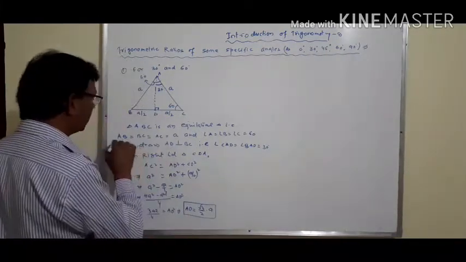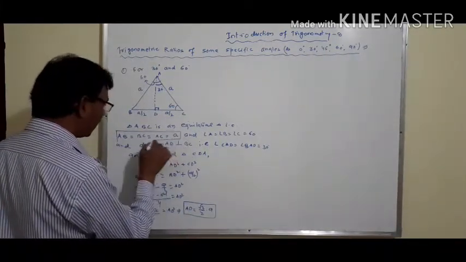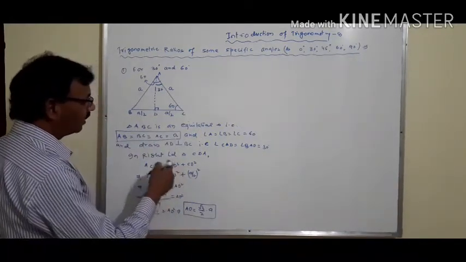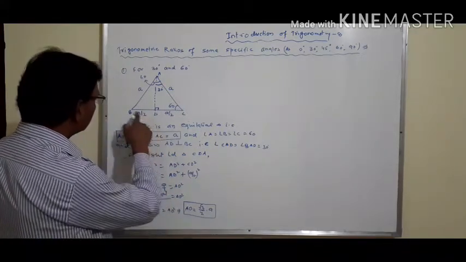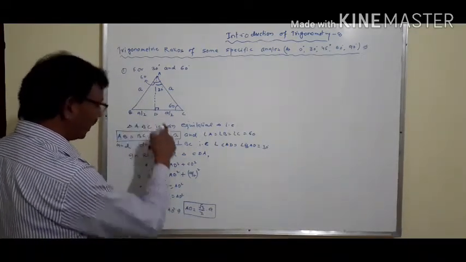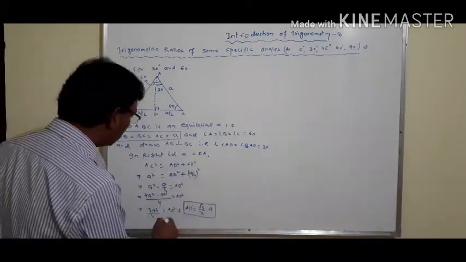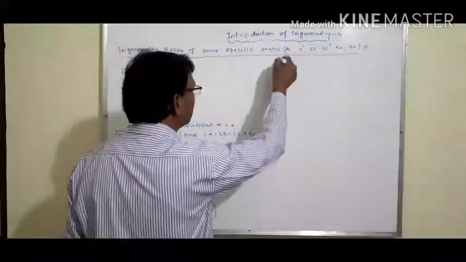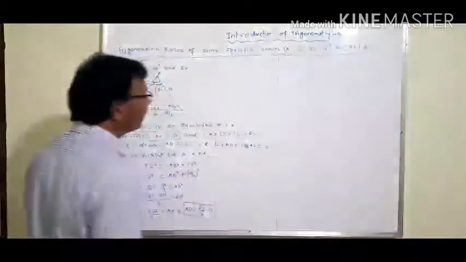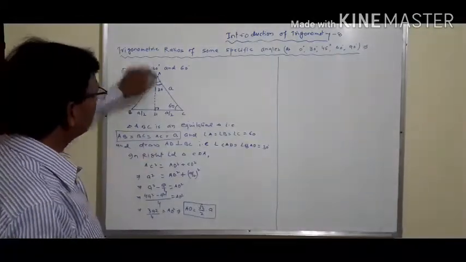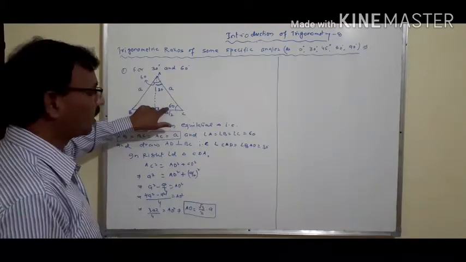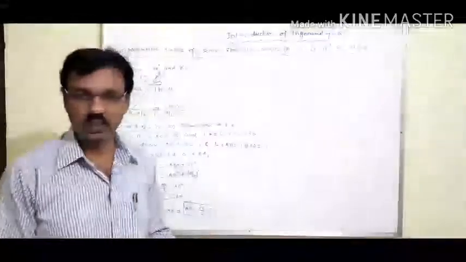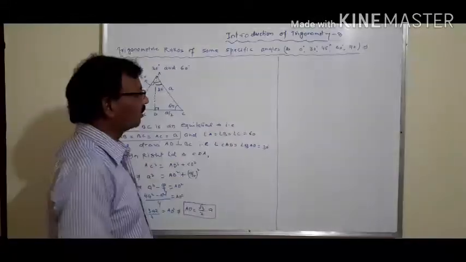Since you can see here, we will highlight this: AB equal to BC equal to AC equal to a, and BD equal to CD equal to a by 2, and AD equal to root 3 by 2 a. Now we will find the value of 60 degree in all ratios, that means sine, cos, tan, cot, sec and cosec.